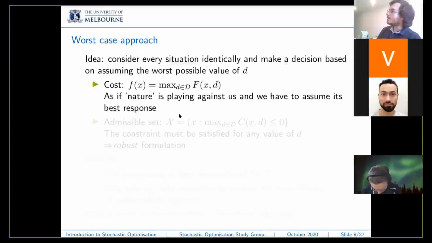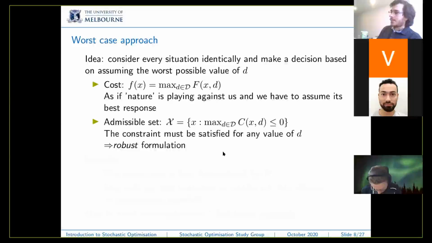For the admissible set, you have something very similar. You want to choose the x's such that all the constraints are satisfied, so the maximum constraint is satisfied. This formulation is called a robust formulation, most of the time, and we can make several remarks about this.